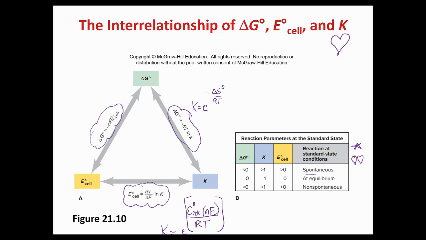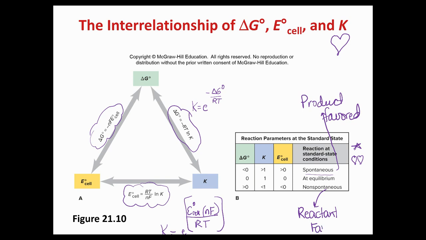Why is this an exciting point in our class? We're pulling together most of the chapters, right, embodied in this chart, because we started off our course early on talking about K equilibrium and what it means. And remember, the other part that's not shown here is spontaneous means product favored. Non-spontaneous means reactant favored.